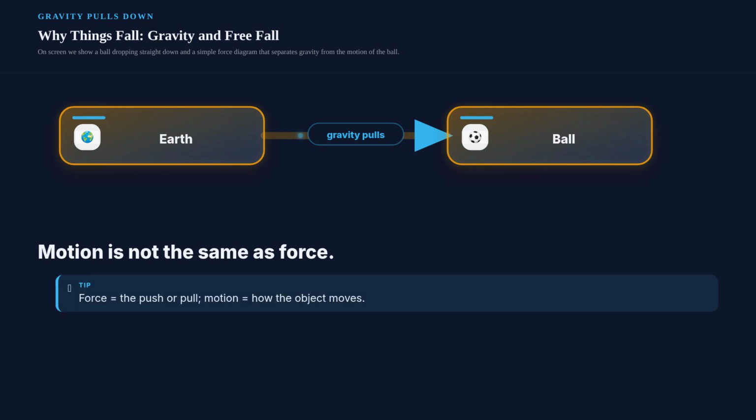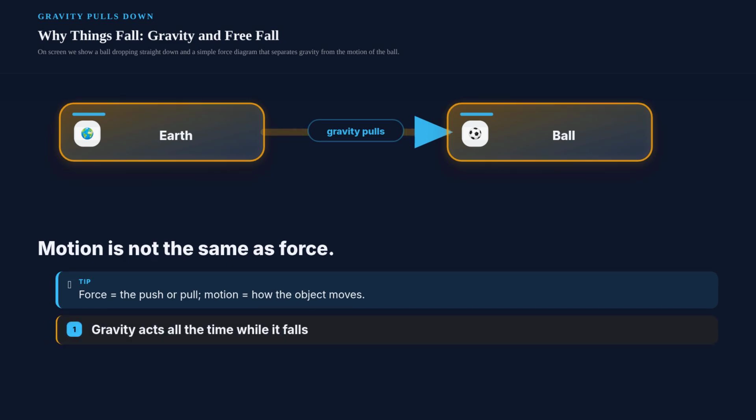Important idea: gravity is the force, and falling is the result we see. When we drop the ball, gravity keeps acting on it every moment. That steady pull makes the ball accelerate downward.